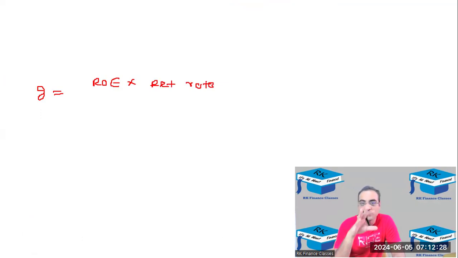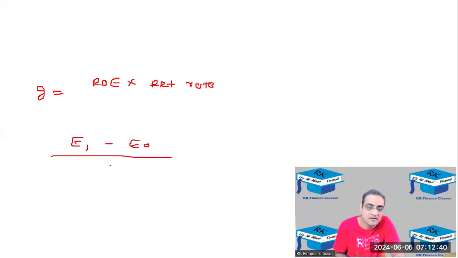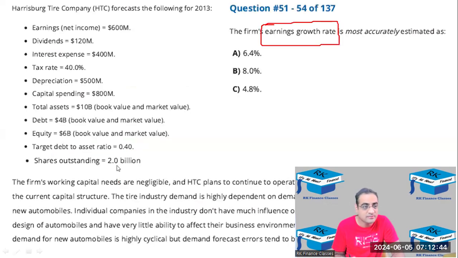I've not seen the case study. I just copied it and saw it was not in the recording, so I thought, okay, let me do it. The second one could be that you are given the earnings of the next year and the earnings of the current year, and then you have to do E1 minus E0 upon E0. One of these could be tested. So let's see what was being tested.